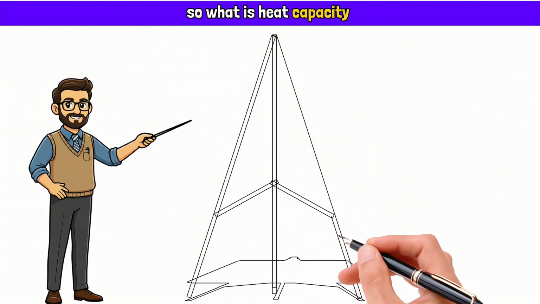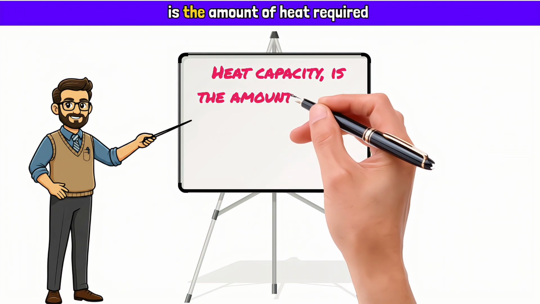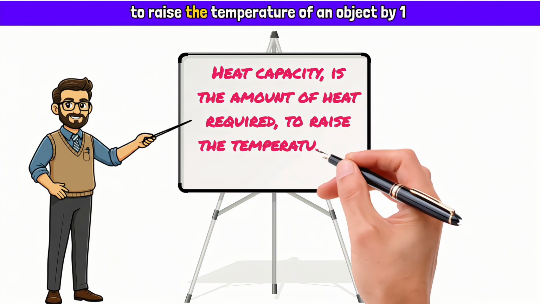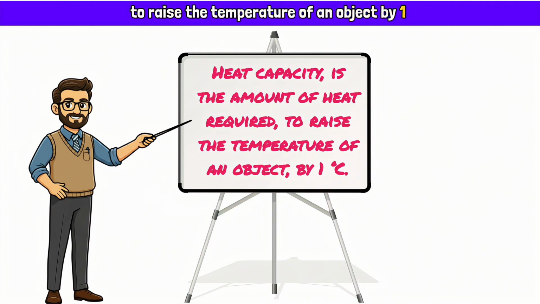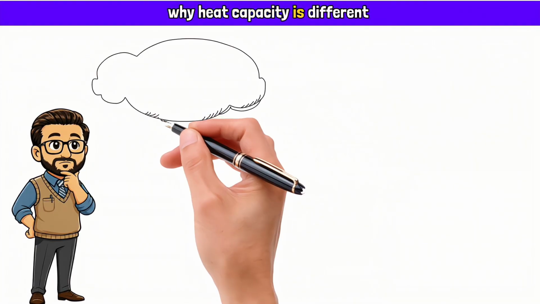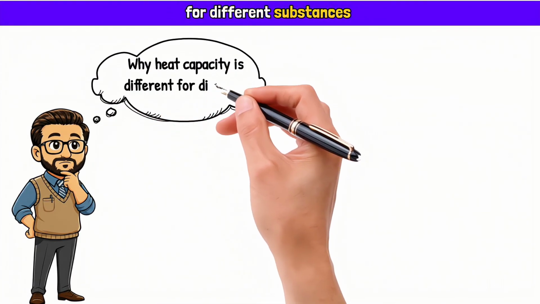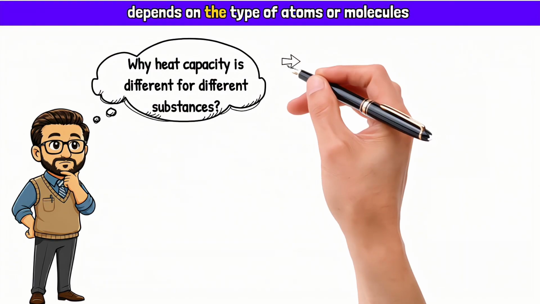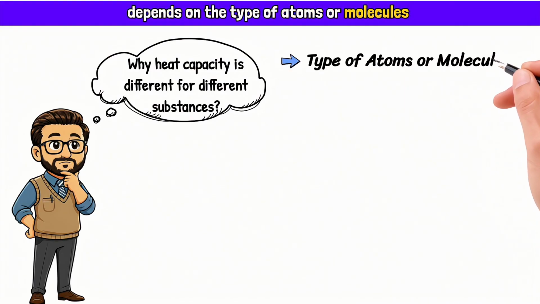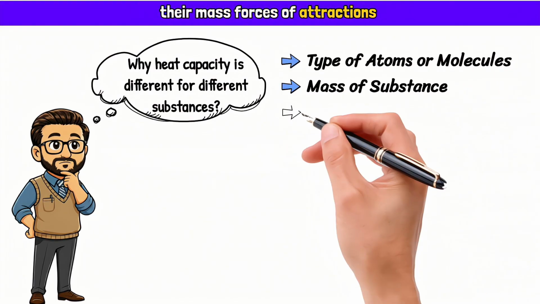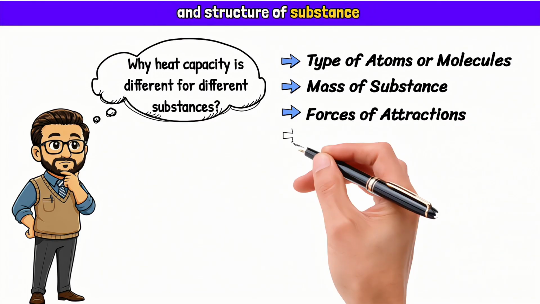So what is heat capacity? Heat capacity is the amount of heat required to raise the temperature of an object by 1 degree Celsius. Why is heat capacity different for different substances? Heat capacity depends on the type of atoms or molecules, their mass, forces of attractions, and structure of the substance.